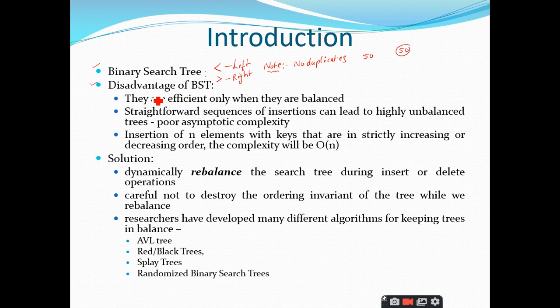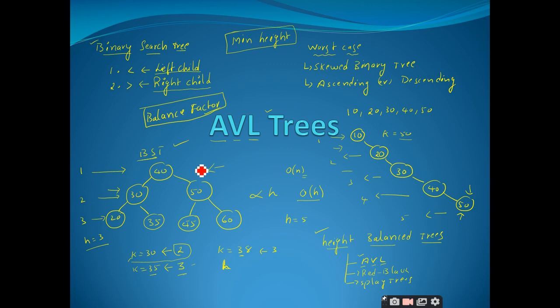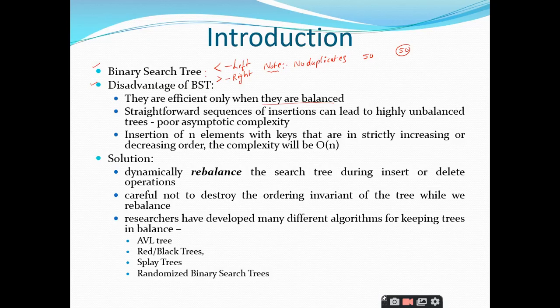So once we are clear about this binary search tree, we will discuss the disadvantages of the binary search tree. We have already discussed them. They are efficient only when they are balanced. This is what we discussed in the previous example, right? In this particular example, the tree is balanced. That means the number of elements in the left subtree is almost equal to the number of elements in the right subtree. In such a case, it will be very efficient.